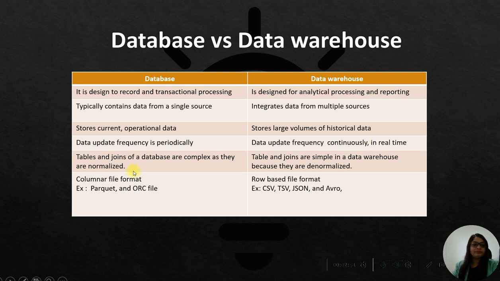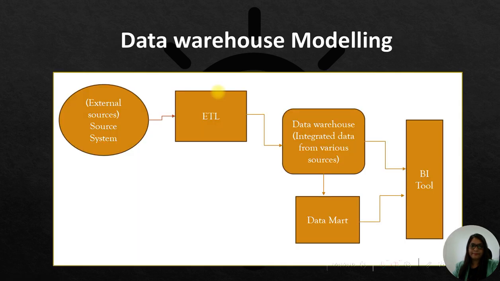continuously in real time. In a database, tables and joins are complex as they are normalized, but in the data warehouse it is denormalized. In the database, file formats will be Parquet and ORC files, but in the data warehouse it is a row based file format like CSV, TSV, JSON files. So this is also an interview question guys, what is the difference between the database and data warehouse.